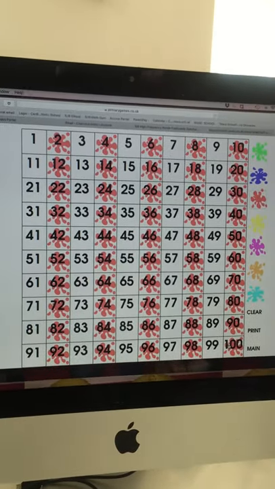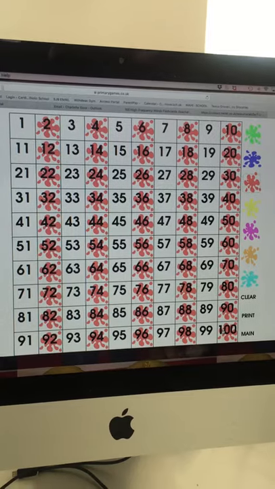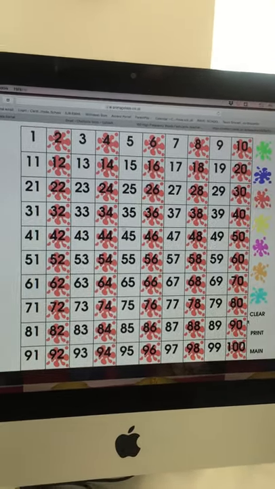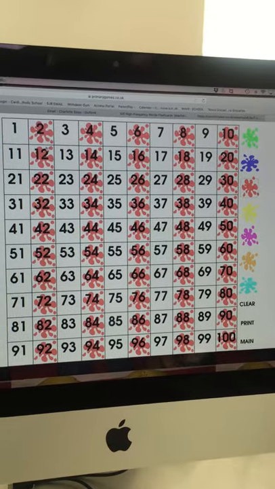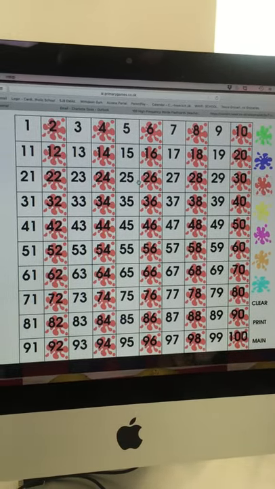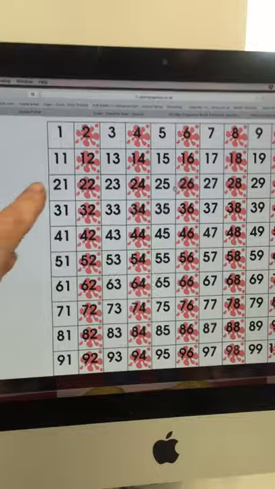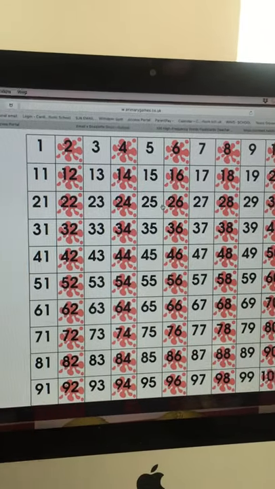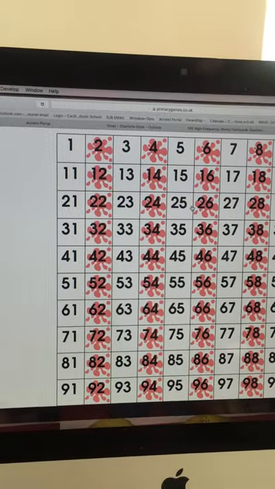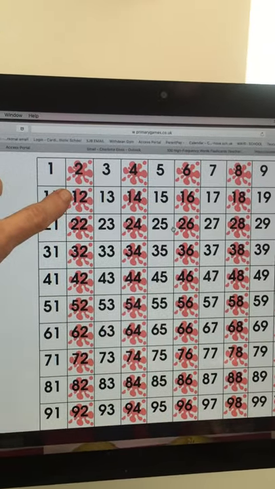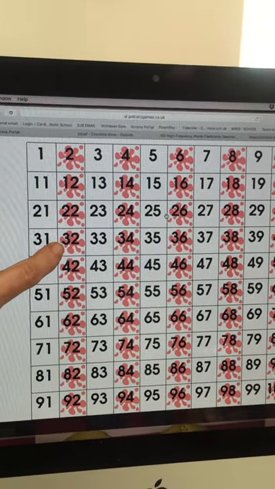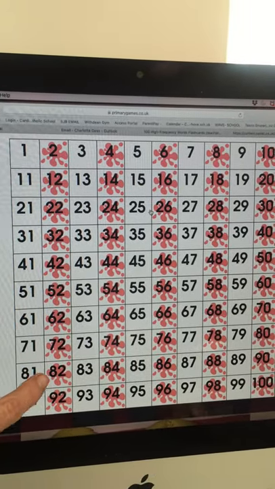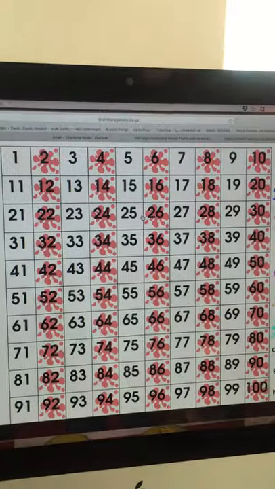Can you spot the pattern? Who spotted the pattern? That's right. All these numbers that we've splatted, let's just have a look if I can point to them. All these numbers down here all end in a 2. And if you look very carefully at those numbers, they all go up 1, 2, 3, 4, 5, 6, 7, 8, 9.